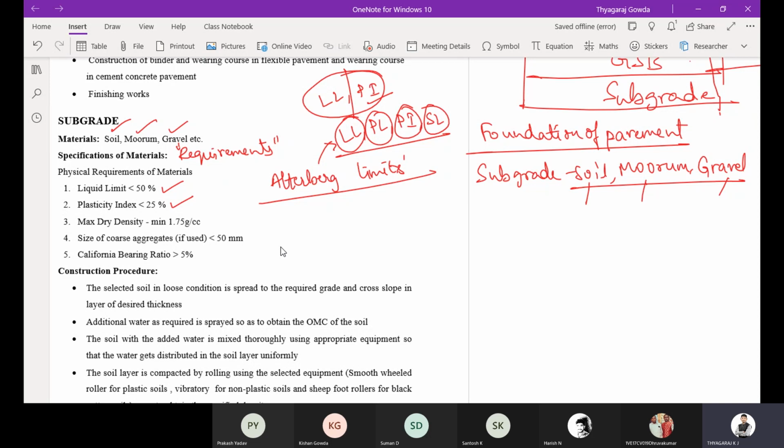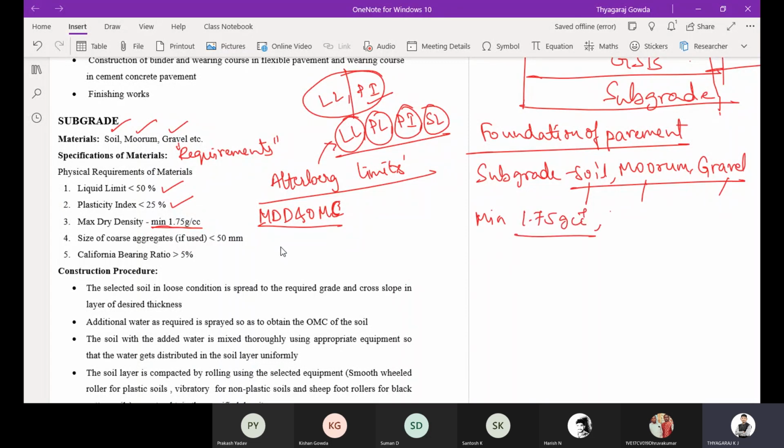Then the dry density. As we all know, MDD and OMC, yes or no? Are you familiar with this MDD and OMC? Kindly respond. Yes, sir. So the minimum dry density of the soil should be 1.75 gram per cc.